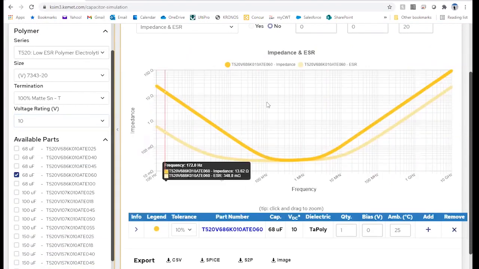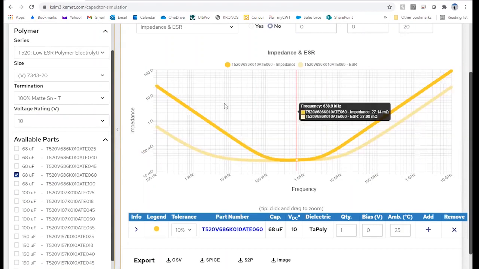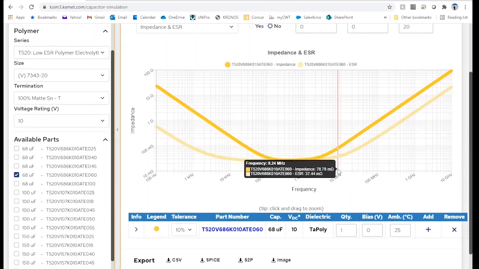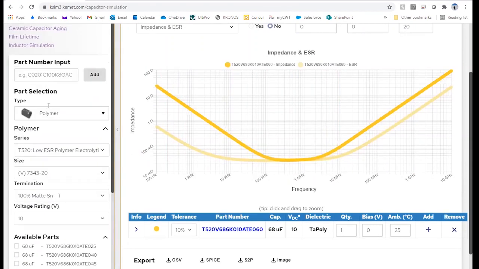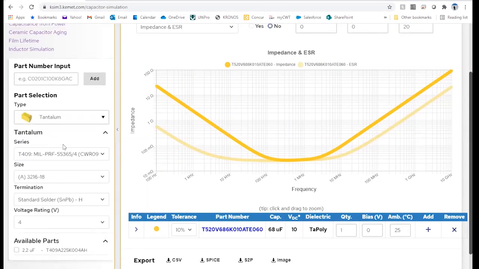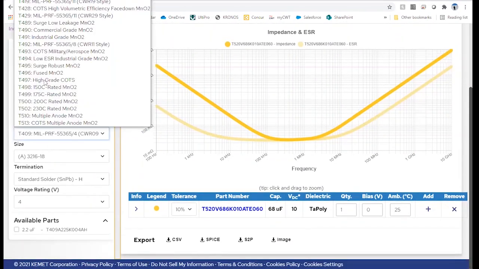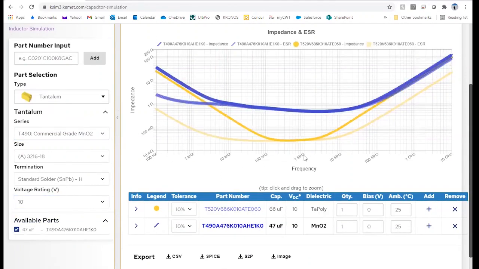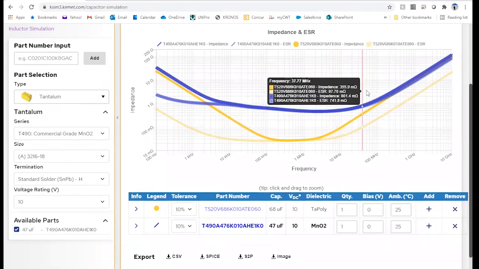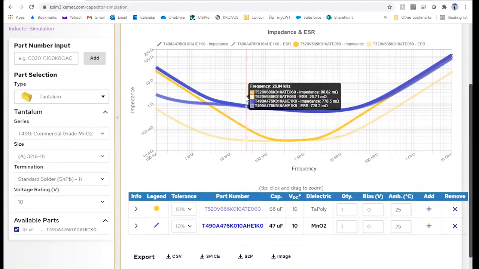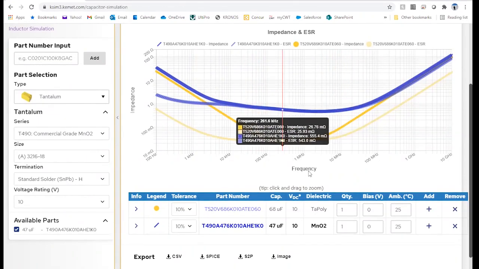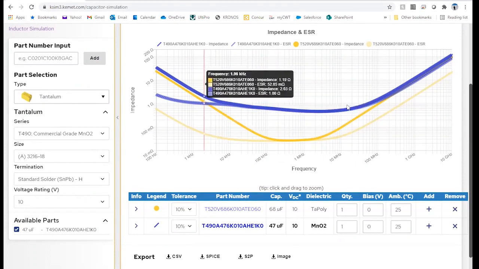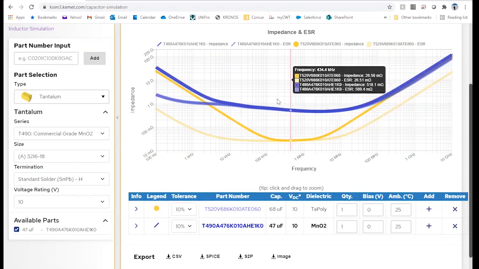And what you see here is a simulation of the impedance and ESR over frequency. And actually, I'll add in another part just for the heck of it. Let's add in a tantalum MnO2, 10 volt. Just to see the two parts, you can see that the ESR is an order of magnitude higher. In general, you could see that the part just has a higher ESR.